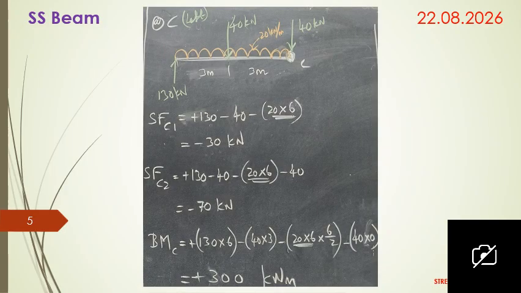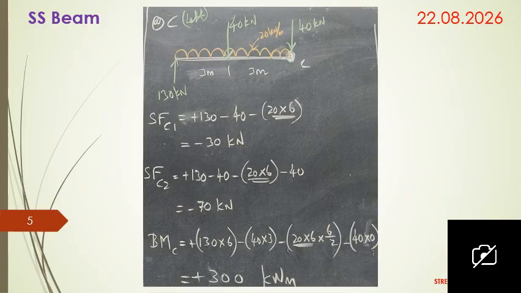Similarly for point C, you have to draw the left portion of point C. Here also, at the end of the UDL, we have a point load. As I already told, if a point load is at the end of the UDL, you have to find two shear force values: one without considering the point load, and the second considering the point load. So here, plus 130 minus 40 minus 20 into 6, since in the left portion of C the UDL is acting over 6 meters, so 20 into 6. You will get the value minus 30 kilonewton.